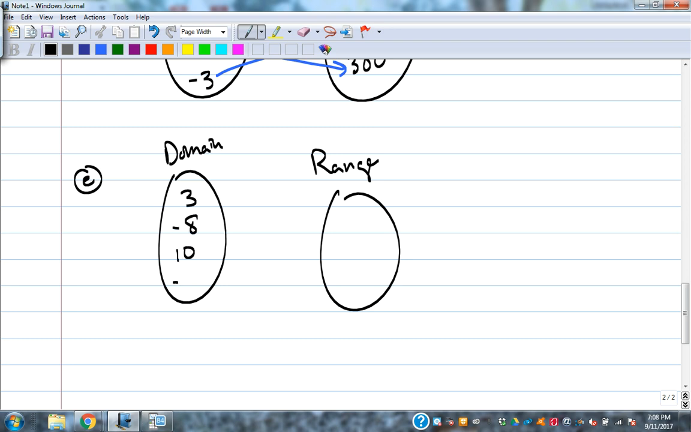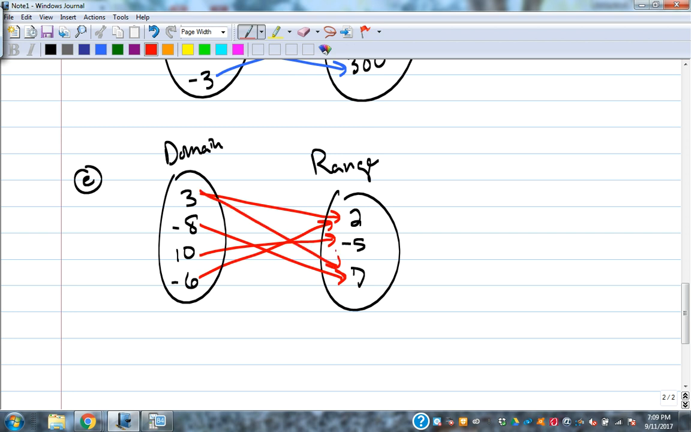3, -8, 10, -6, 2, -5, 7. And when they do these mappings, they might have 3 going to 2, -8 to 7, 10 to -5, and then 6 to 2, but then they may have 3 going to 7 as well. So it gets a little jumbled with the arrows, but the big thing to look at is what? Yeah, those 2 arrows coming out of a 3, coming out of a domain bubble. So that makes it real easy to say this is no x value 3 repeats. The reason behind that.